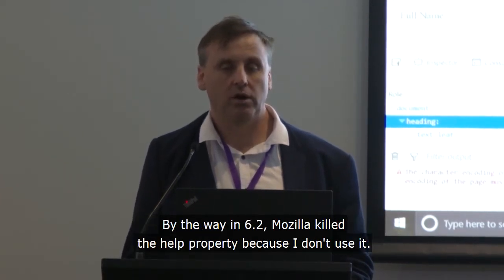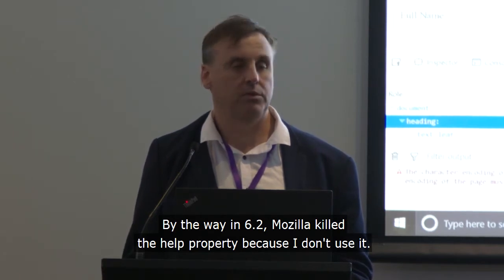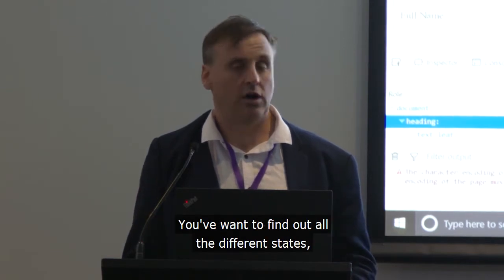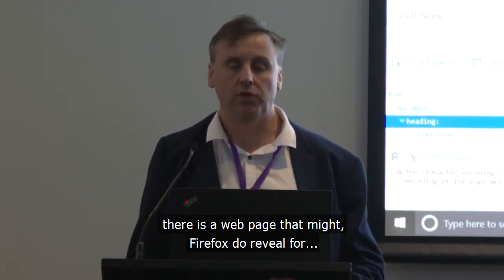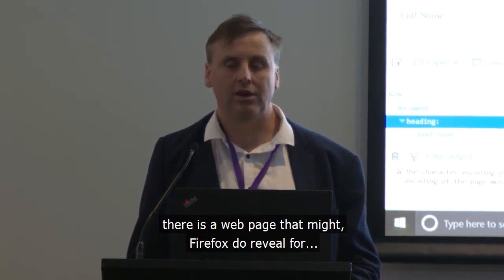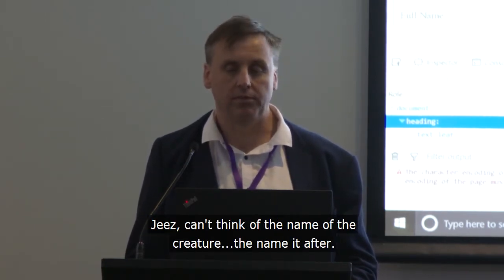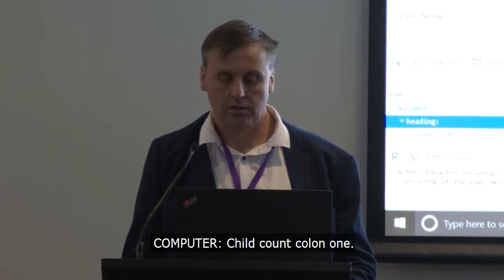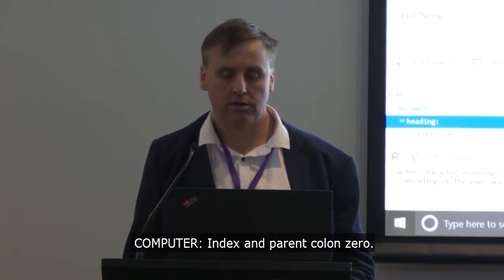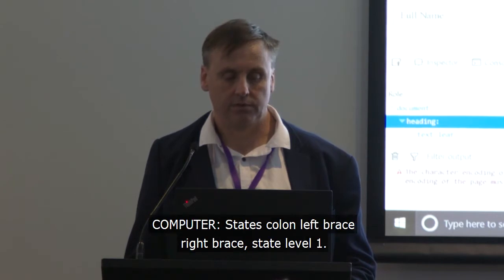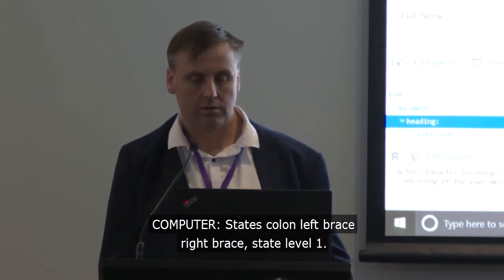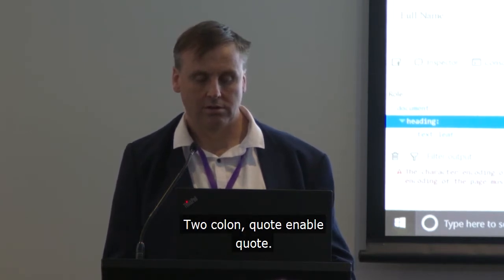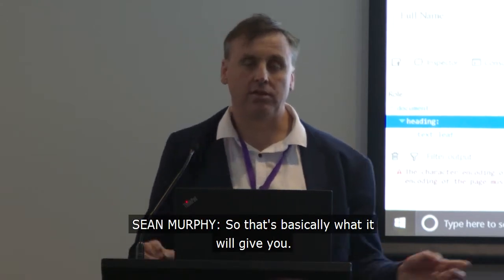No description. By the way, in 6.2, Mozilla killed the help property because they don't use it. You want to find out all the different states. There is a web page that Firefox do reveal for. I can't think of the name of the creature, but it gives you all the different states and all the different properties. Child count: 1. So the first child. Index in parent: 0. States: {}. State level 1. 1: "focusable". 2: "enabled". And it's enabled. So that's basically what it'll give you.